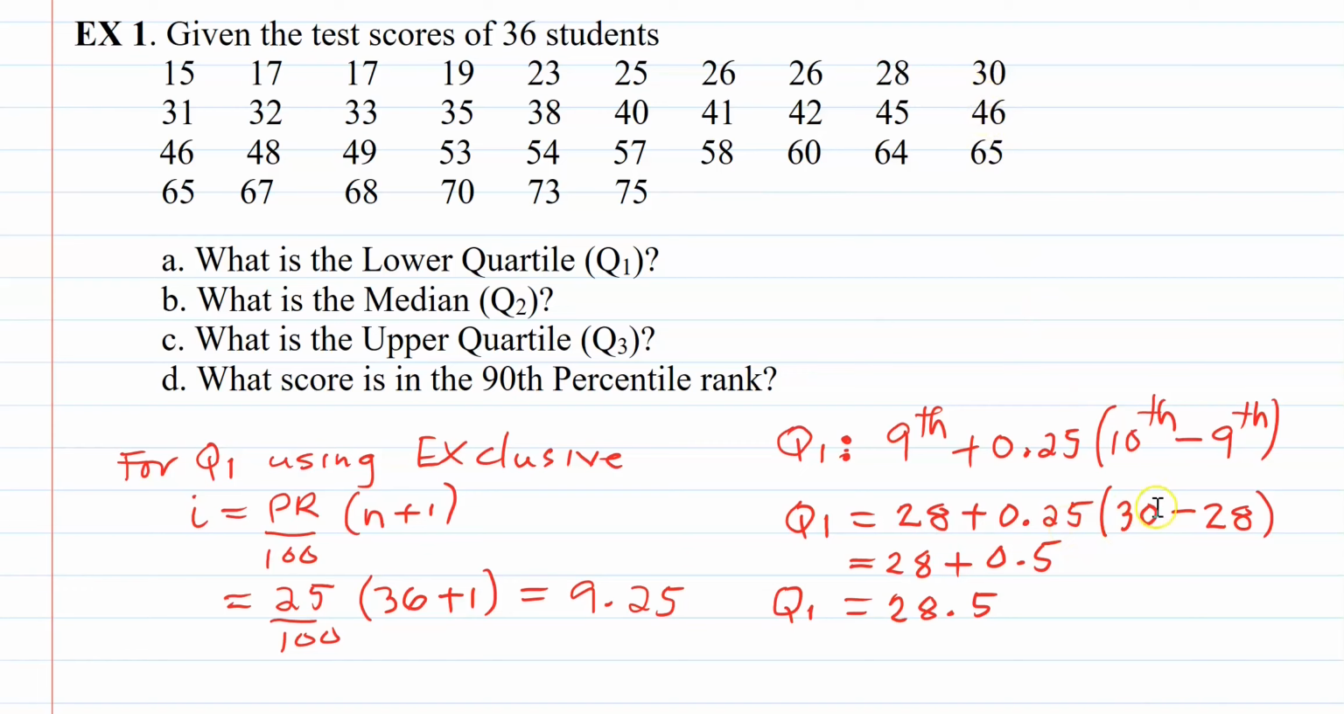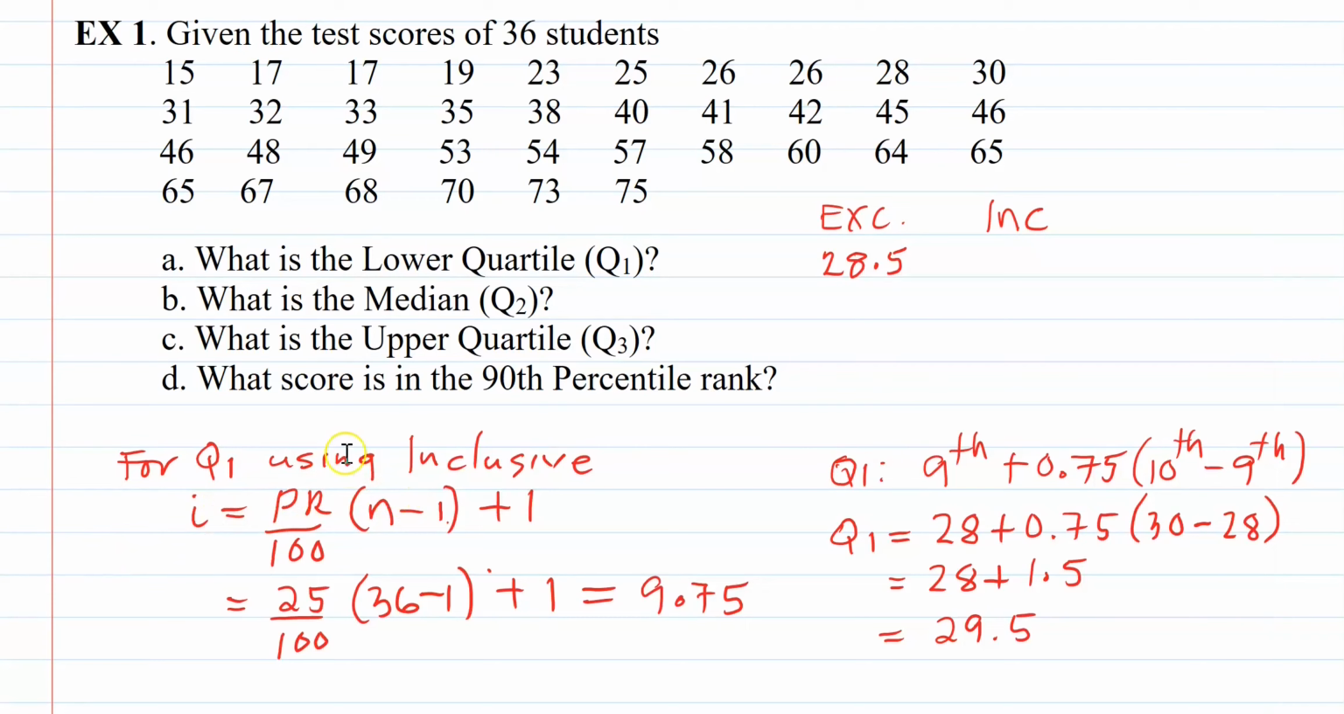So you have 30 minus 28. And then 30 minus 28 is 2. So 2 times 0.25 is 0.5. Q1 is 28 plus 0.5 or 28.5. So this Q1 is our lower quartile using the exclusive method. Now let's compare it using the inclusive method.